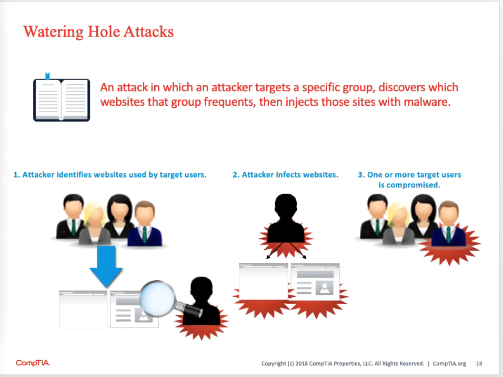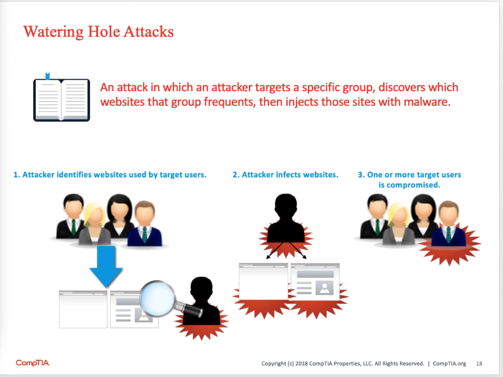So watering hole attacks. A watering hole attack is an attack where the attacker is going to target a specific group. Here we want to discover what websites or groups that group of people frequent, and then we inject that website with some sort of malware. Possibly one person of this group will become infected, and then maybe that can compromise the rest of the group or the network that is affiliated with that target.